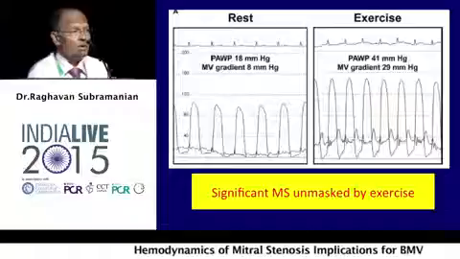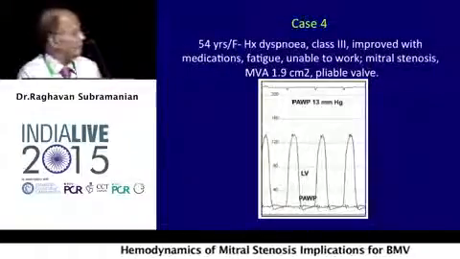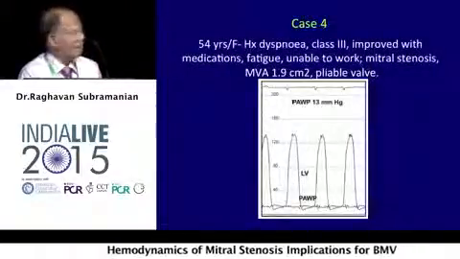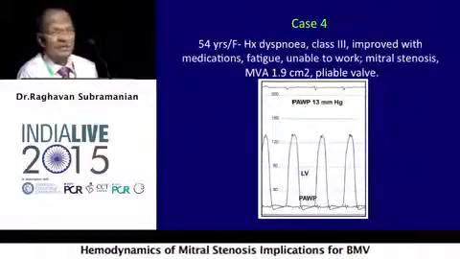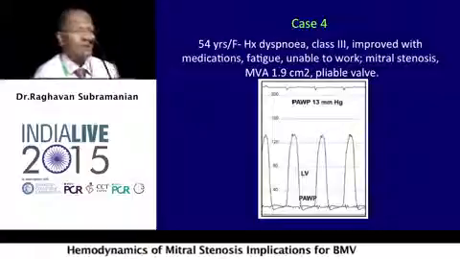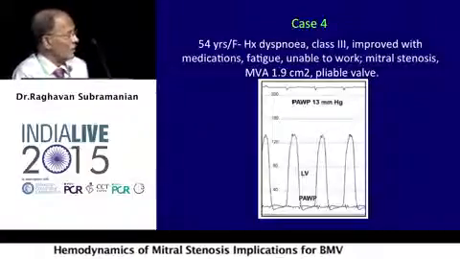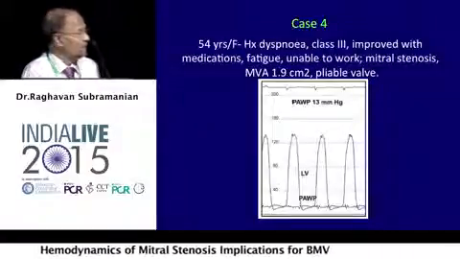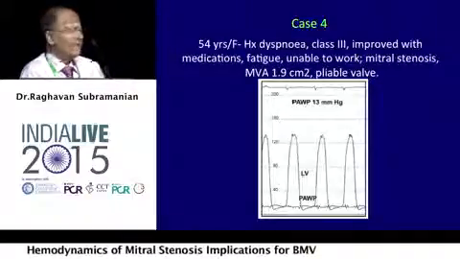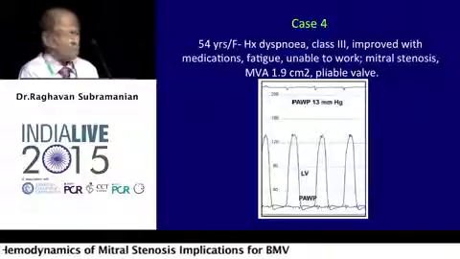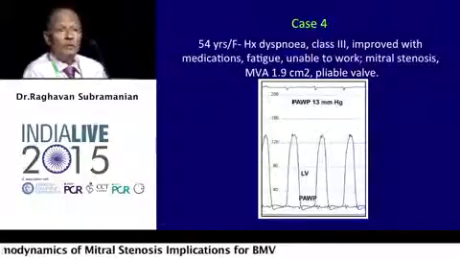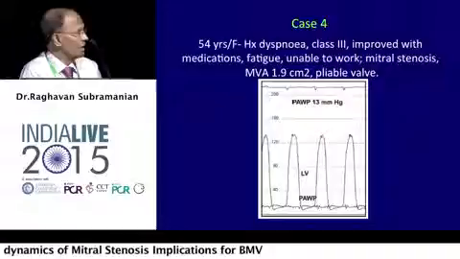Here is a 54-year-old lady, quite symptomatic like the last patient. She also improved with diuretics. She was having tiredness, and she has mitral stenosis. But the valve area calculated on her echo was 1.9 centimeters square. Again, the valve was pliable. So does she need mitral valvotomy? A cath showed that the wedge pressure was only 13. So the next step would be to do a maneuver to increase the cardiac output.